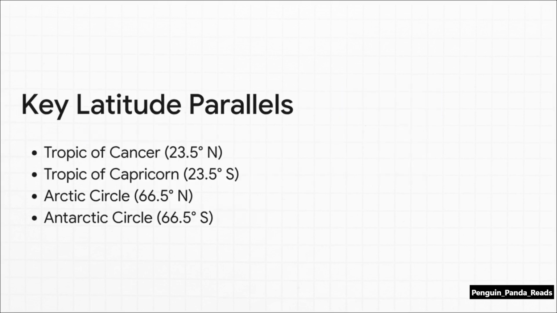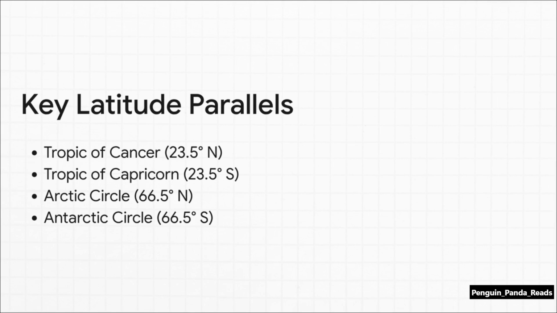Now, besides the equator, there are 4 other really important parallels you should know about. And hey, remember that 23.5 degree number I told you to keep in mind? Well, here it is again. The Tropic of Cancer and the Tropic of Capricorn are located at exactly 23.5 degrees north and south.